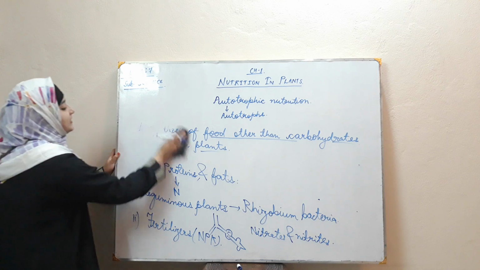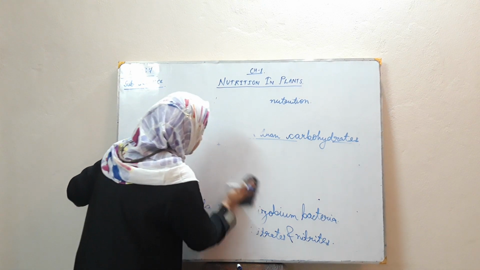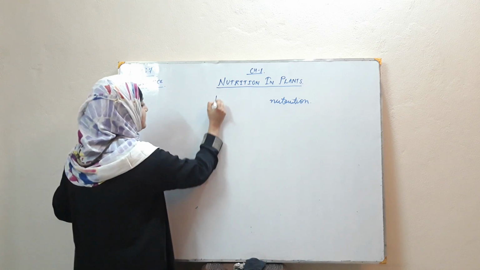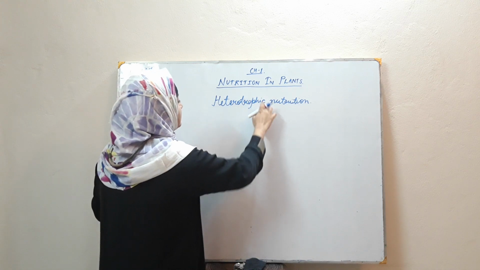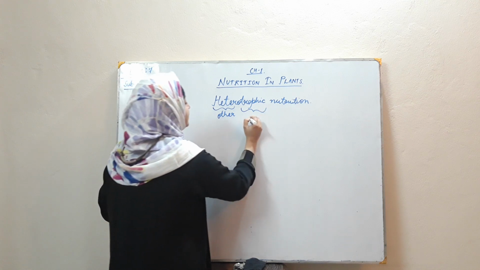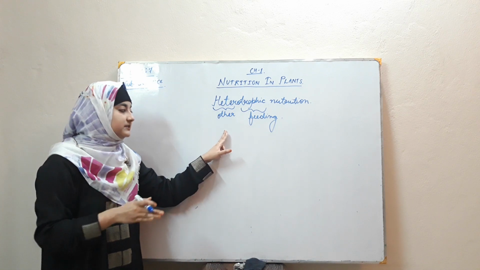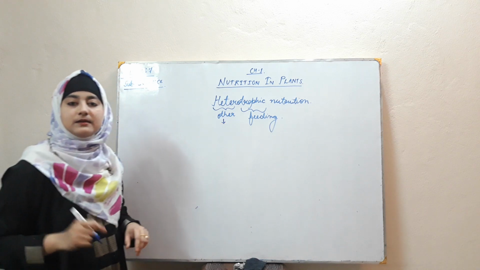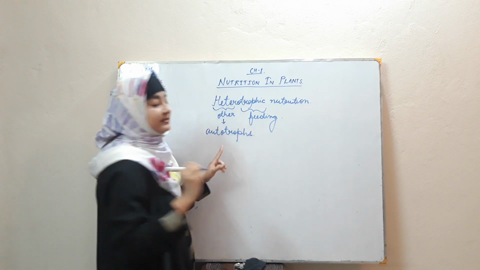Now let's begin with the second mode of nutrition, that is the heterotrophic mode of nutrition. I have already discussed some basic things about heterotrophic nutrition, if you remember. What is the meaning of hetero? It means other, and trophic or trophism means feeding. These organisms depend on other organisms for their feeding purposes. They depend on autotrophs, directly or indirectly, for deriving their nutrition.